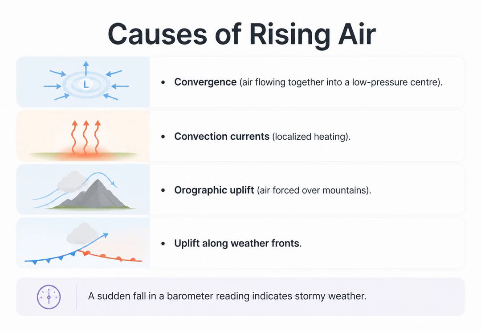Rising air is absolutely essential for the formation of clouds and precipitation, but low-pressure convergence isn't the only way air rises. It can also be lifted by convection currents from localized surface heating, or by orographic uplift, where wind is forced up and over a mountain range, or when different air masses collide along weather fronts. By the way, if you ever see a sudden drop in a barometer reading, it means low pressure is rapidly moving in, indicating stormy weather ahead.